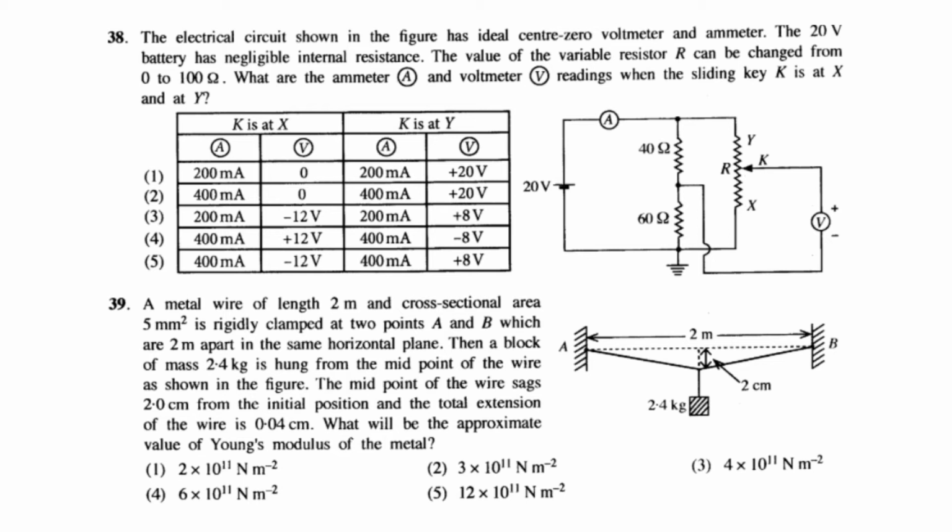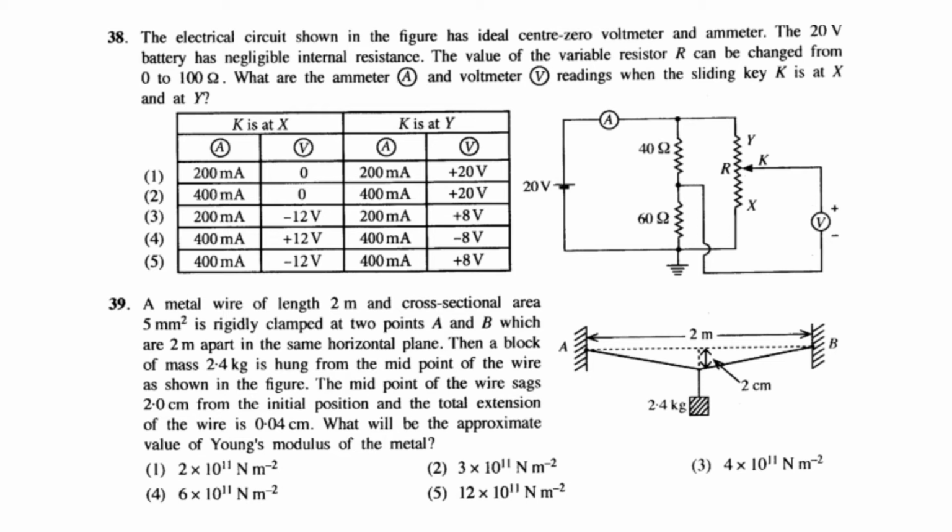That 100 and the R are in parallel. The resistance of R is 100, so 100 and 100 are in parallel. Combined resistance is 50. Then we use Kirchhoff's second law to the circuit. That is 20 volt is equal to 50 times I. I is 400 milliampere. The answer is 5. Even without checking for the voltmeter reading when the key is at Y, we can select the answer 5.